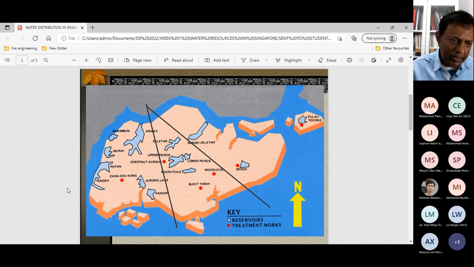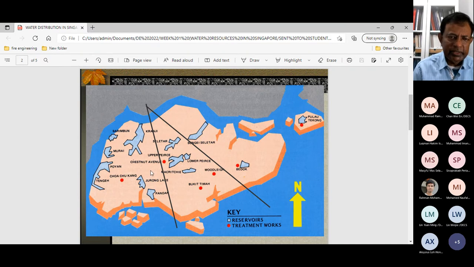Within the mainland, the first one is Choa Chu Kang treatment plant. Then you have Chestnut Avenue treatment plant by the side of this reservoir, then Woodleigh treatment plant. The Bukit Timah treatment plant is right behind the Istana and right in front of the KK hospitals. This was the first treatment plant built in Singapore. So we have five treatment plants for the mainland, and all these five are conventional treatment plants.